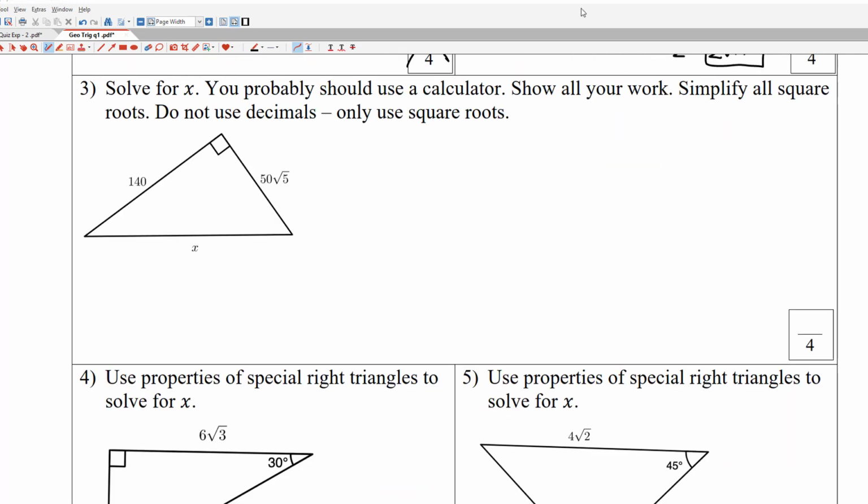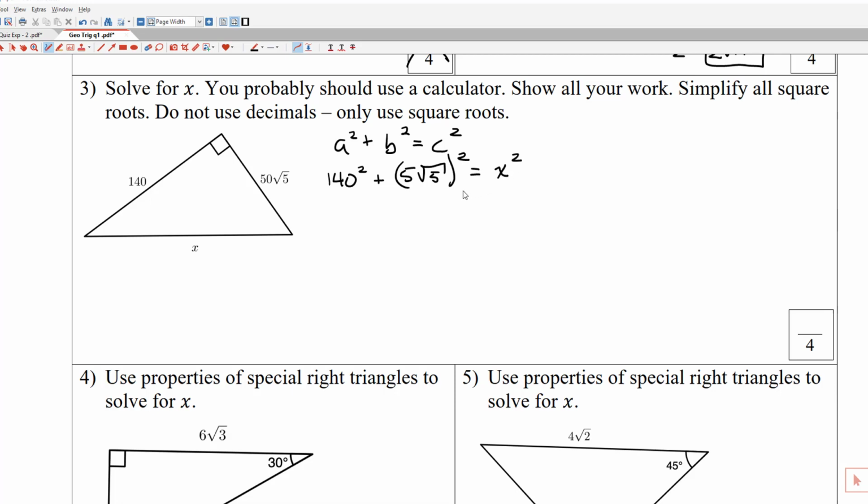Number 3 was rough. It had a lot of numbers, a lot of big numbers. So I'm still using Pythagorean theorem. I'm still using the a squared plus b squared is equal to c squared. And again, I'm giving you the legs. I kind of gave you the same problem as number 2, but bigger, harder. So I can choose a and b to be whatever I want. I can say a is 140 squared plus b is 50 square root of 5 quantity squared, and that's equal to not c squared, it's going to be x squared now.